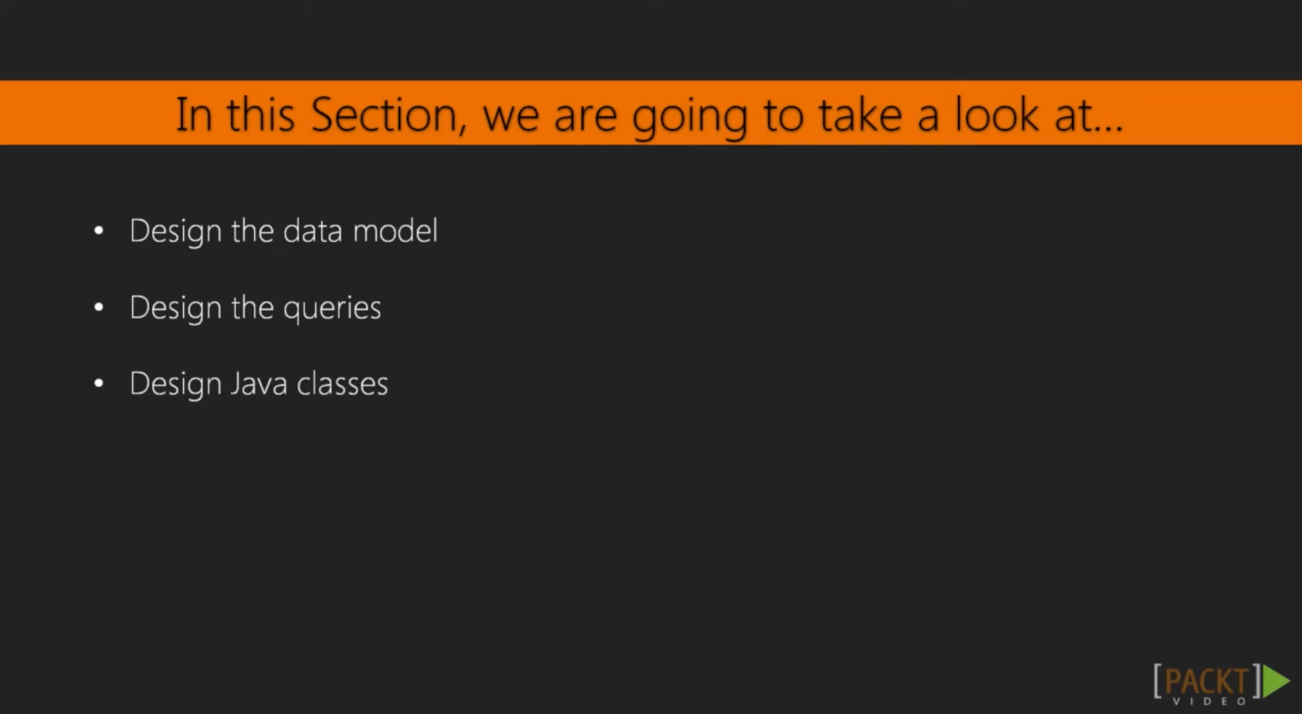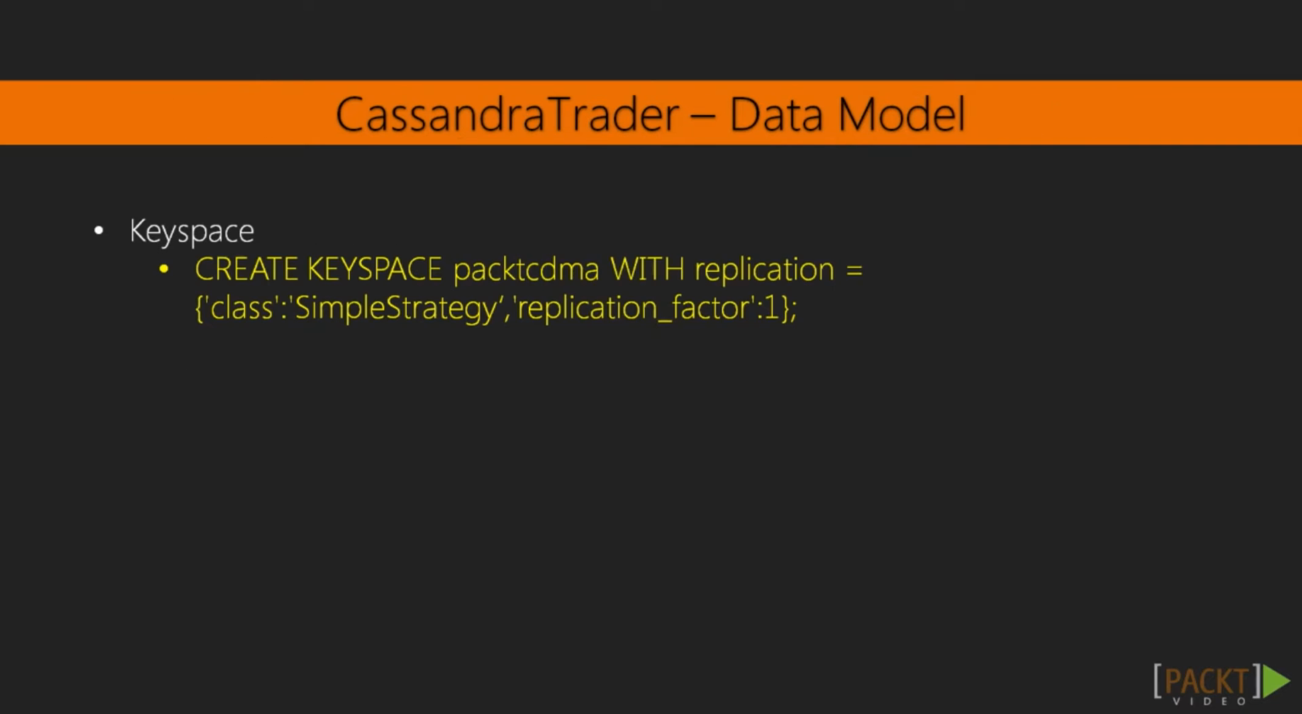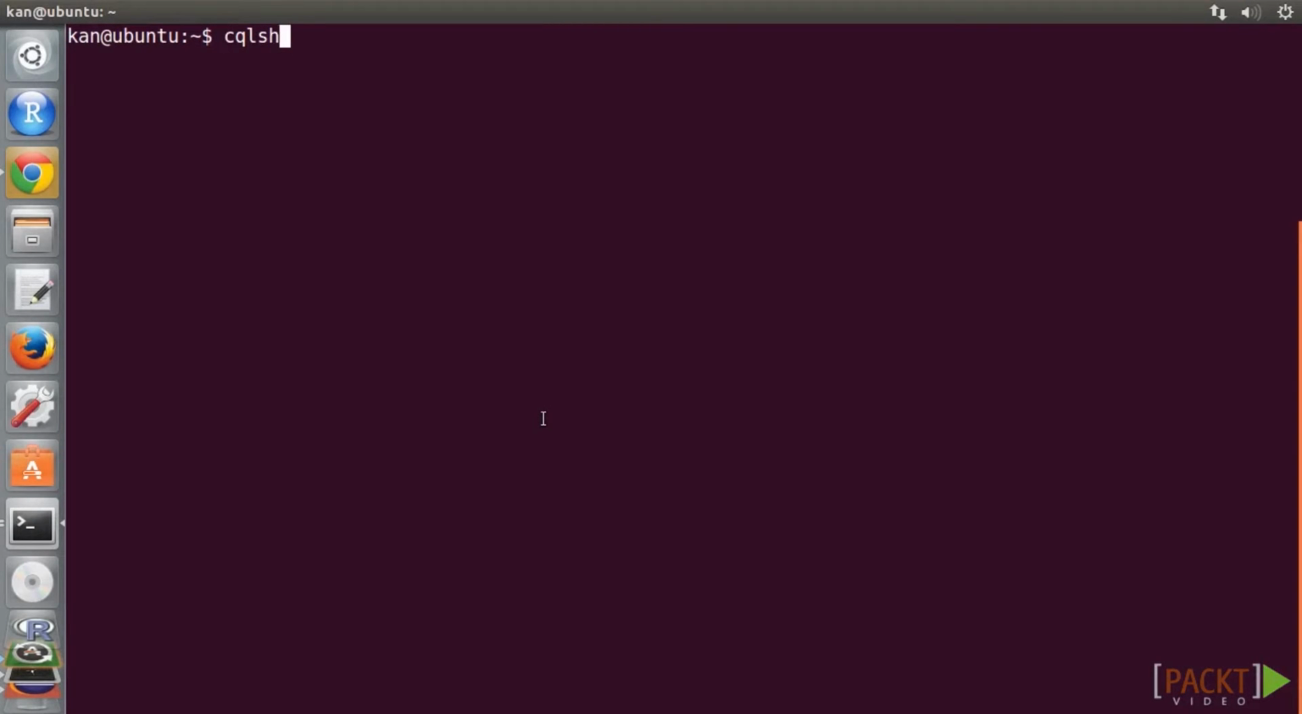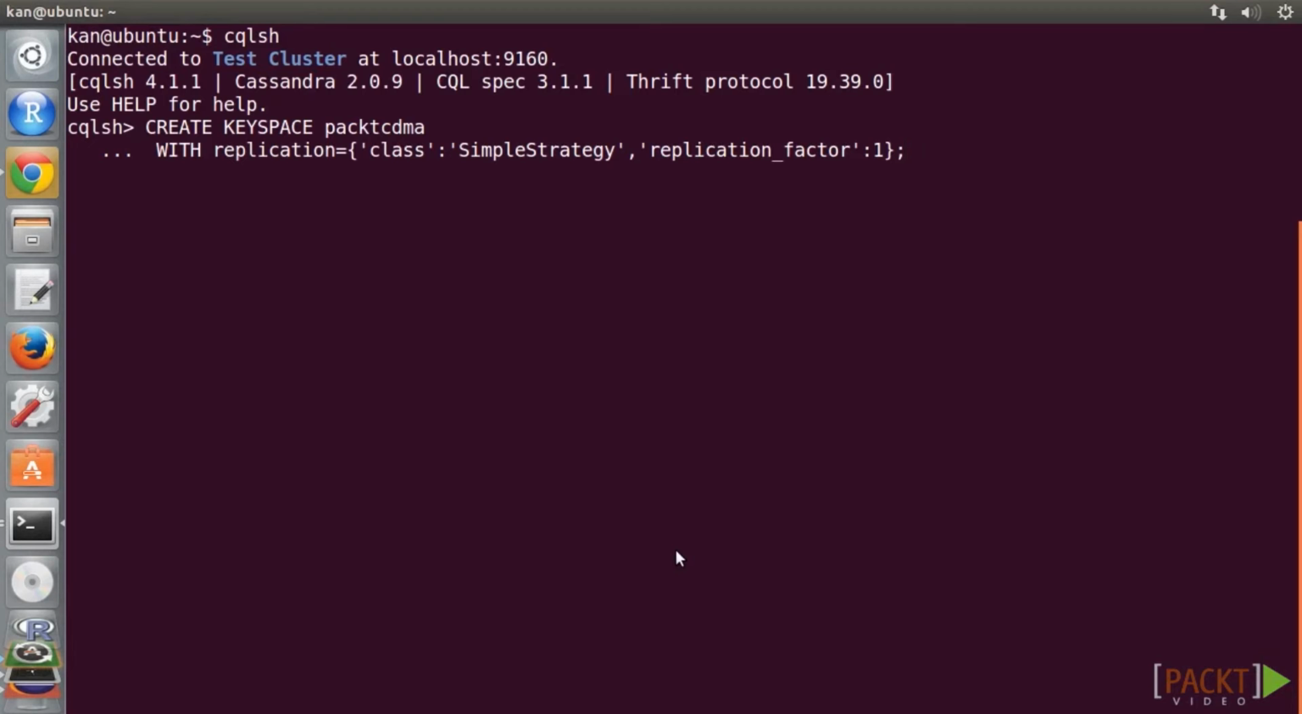We'll start from the data model of the Cassandra database. Then we'll apply the model by query techniques to design the tables. Then we'll design the various Java classes to be coded in the next video. First, we create a keyspace, called packed CDMA, with the replication settings for a single node cluster. Switch to the terminal. Type in CQLSH, type in the create keyspace statement as shown.